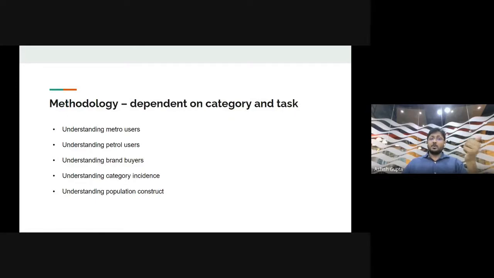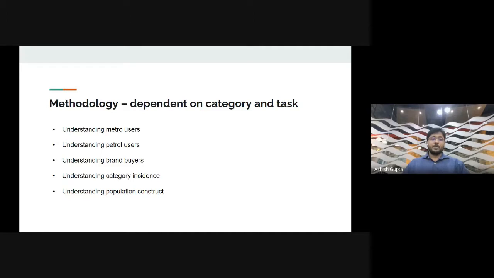Then we spoke about the methodology, right? Methodology is again dependent on the category that you're looking at or the key task that you're trying to address. Say, for example, you want to understand the metro users, then your methodology of targeting metro users would be that you would segregate. If you look at metro, you have metro divided into different lines. So in UAE, if I would take it that way, you have a red line and a green line, and you would basically divide your sample among commuters on the red line and the green line, and you would really understand from their perspective whatever you're trying to understand.